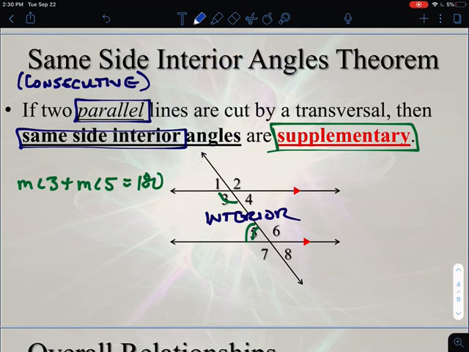And again, we have more pairs here. Angle 4 can match up with angle 6. They're same side interior, so the measure of angle 4 plus the measure of angle 6 has to equal 180 degrees. So if they're on the same side interior, they're always going to add up to 180 degrees.